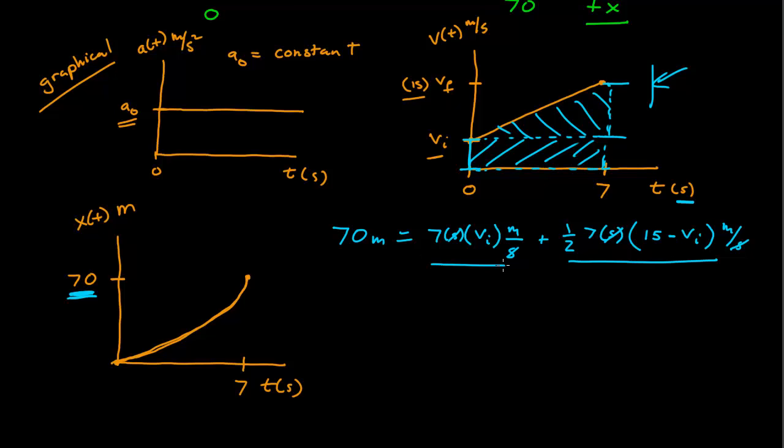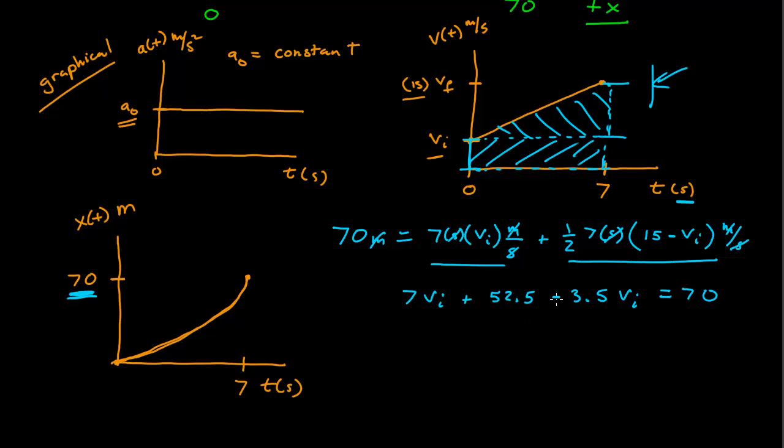Okay, so now I can solve this. This is just an equation. My only unknown here is v sub I, so I can in fact solve this for v sub I. I get 7 v sub I, I'm going to leave off my units now, I know everything is in meters. 7 v sub I plus, multiply this through, 52.5 minus 3.5 v sub I is equal to 70.